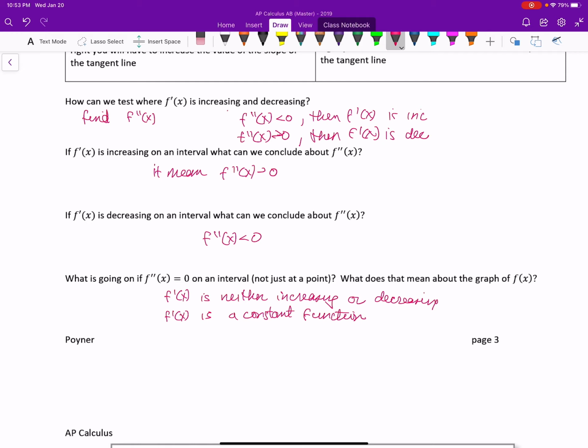So for example, f prime of x could be 3 everywhere. So f prime of x could be equal to 3. Well, if f prime of x is equal to 3, I know that f of x was a linear function with a slope of 3, because this means that the slope is 3 everywhere on whatever interval we're looking at. So that must mean f of x was linear on that interval.